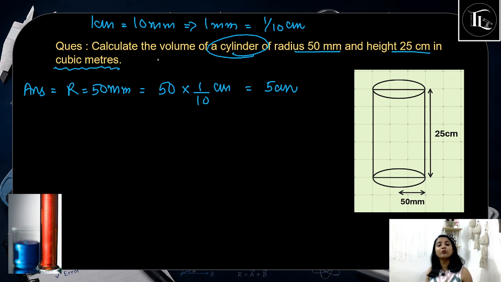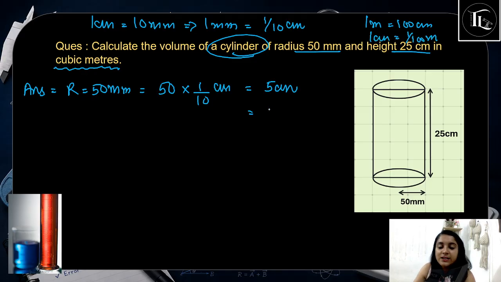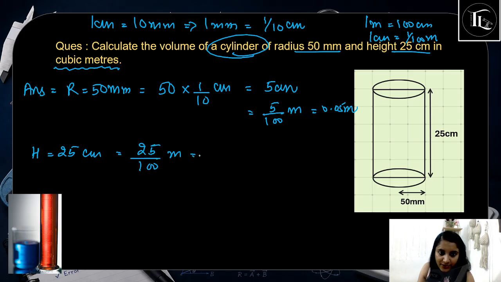But we are already converting it, so let us just convert all of the radius and the height into meters, and then calculate the volume. Now 1 meter is equal to 100 centimeters, so 1 centimeter is equal to 1 by 100 meter. So it would be 5 by 100 meter, which is 0.05 meters. Then comes height. Height is given to be 25 centimeter, which is 25 by 100 meter, which is 0.25 meter.